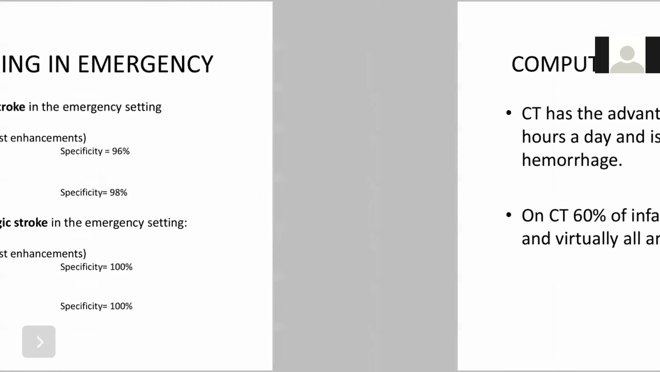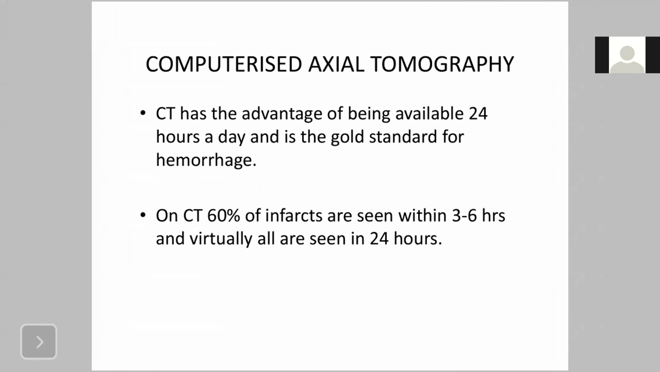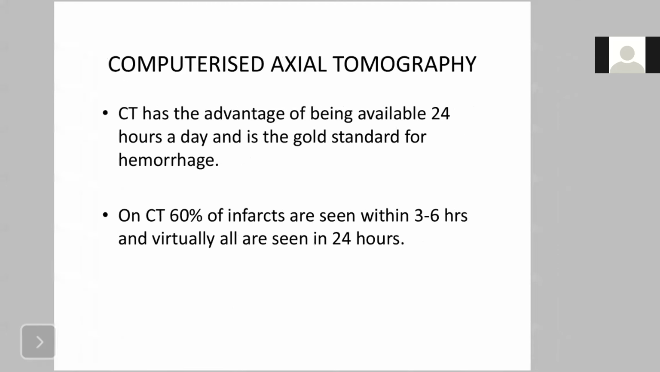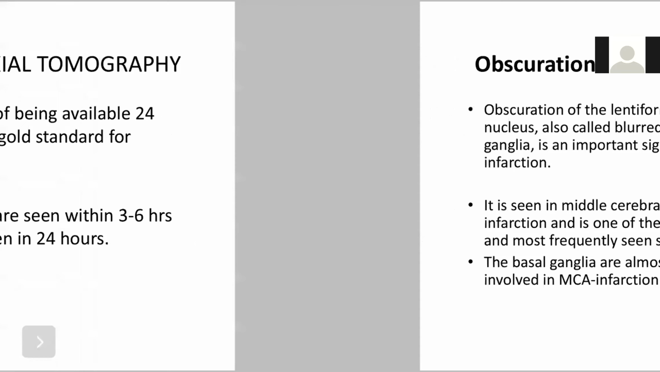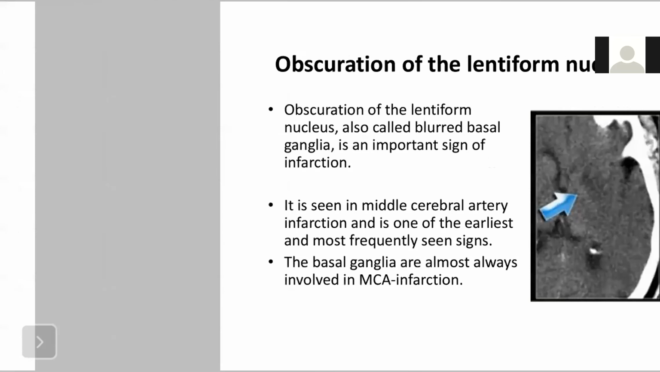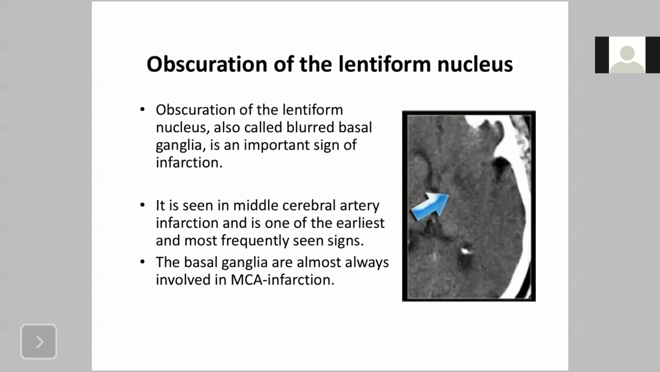CT scan has the advantage of being available 24 hours a day and is the gold standard for hemorrhage. And on CT, 60% of infarcts are seen within 3 to 6 hours, and virtually all are seen within 24 hours. What are we going to see? Obscuration of the lentiform nucleus, also called blurred basal ganglia, is an important finding which is seen acutely in acute stroke. It is seen in middle cerebral artery infarction and is one of the earliest and most frequent signs seen.